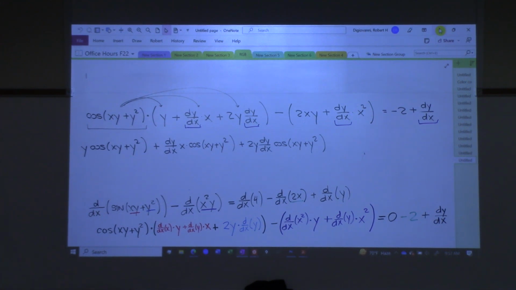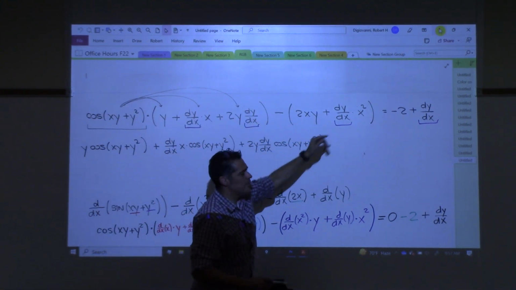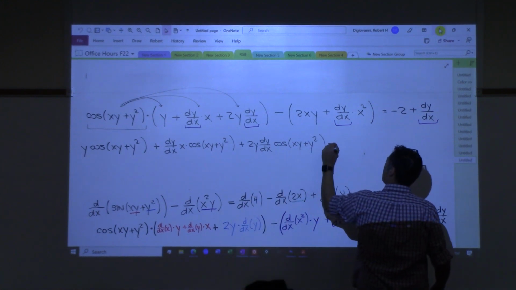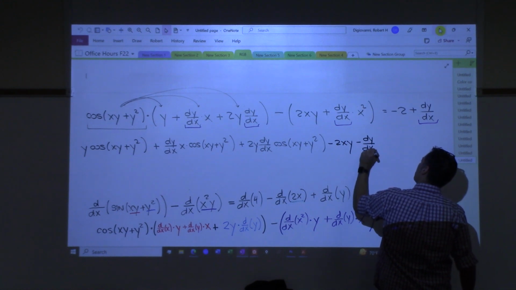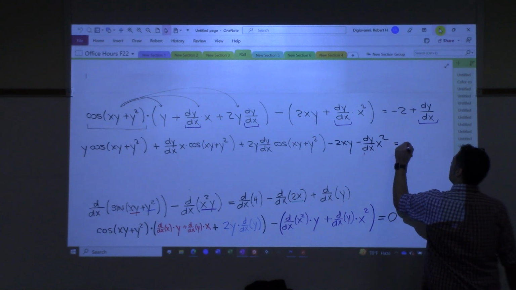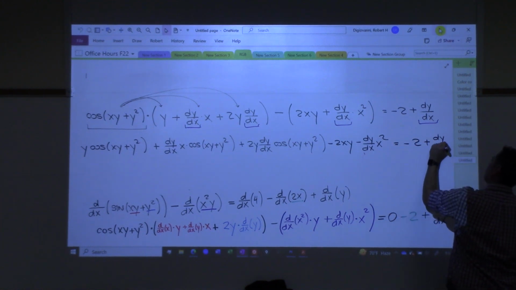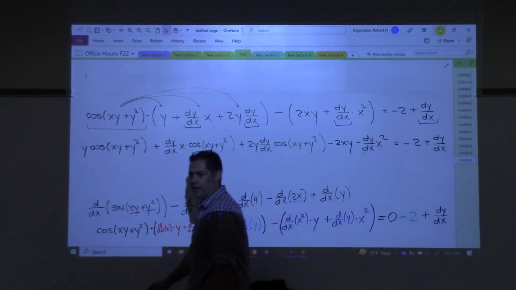Do I have any questions on the distribution of the cosine through the parenthesis? No? I'm done with this, right? Now here, distribute a minus to both of those. So minus 2xy minus dy dx times x squared. So those just become negative. Then the other side of the equation. All right. Well, at least I have freed the dy dx's from the parentheses, right?